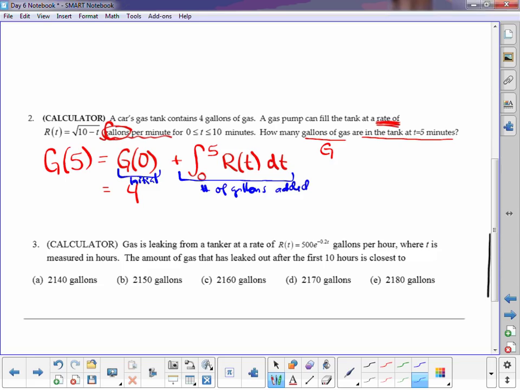Okay. So the reason you need a calculator for this is because you guys have not learned U-sub yet. So you don't know how to integrate the square root of 10 minus t. So we're going to use your calculator. The integral from 0 to 5 is the square root of 10 minus t. So we want to go and use our calculator for this.